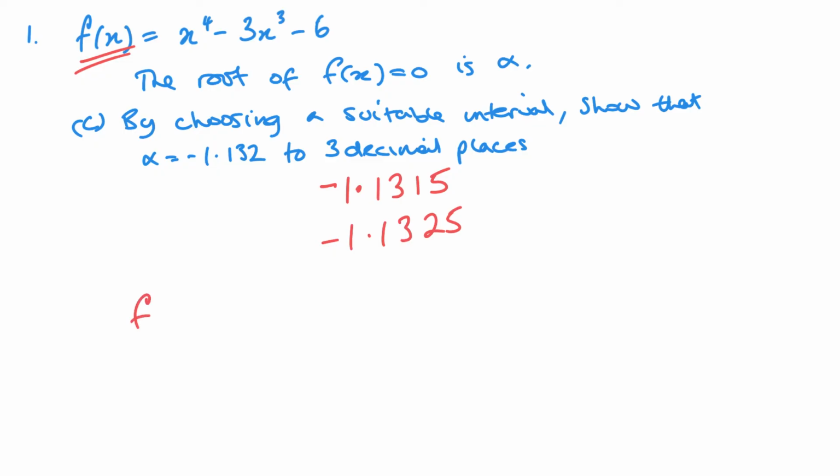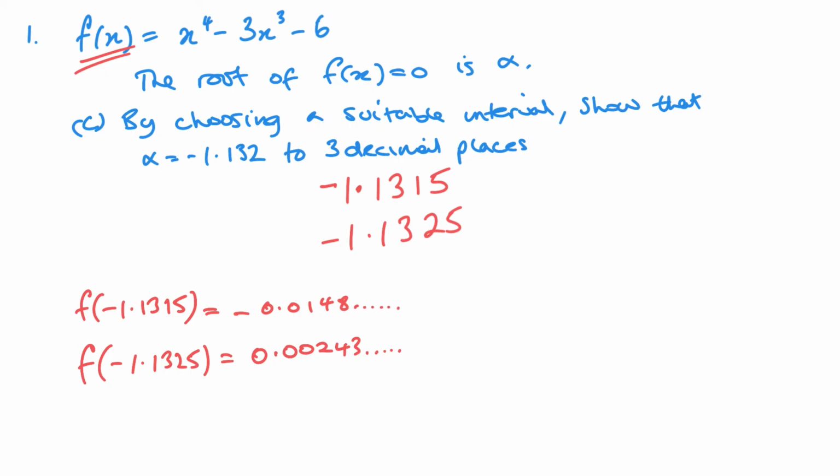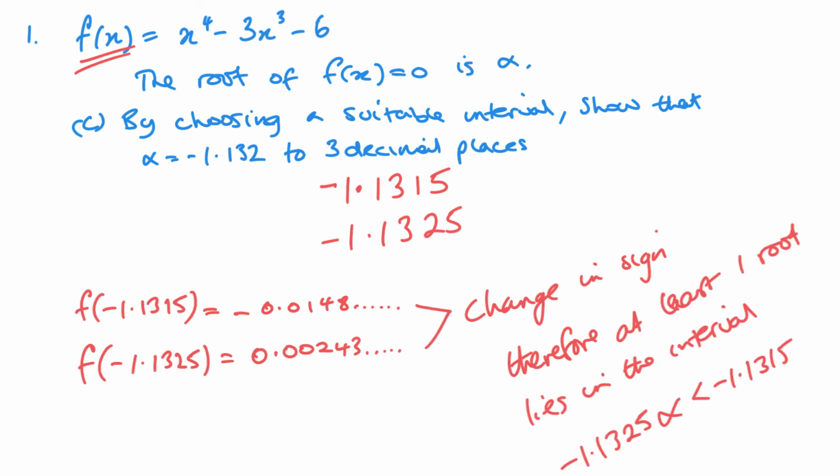So substituting these into my f of x. Now we have to save you a bit of time. We can see here we've got a change in sign. Therefore, at least one root will lie between these two. So I want to write that down. And that's it. All done.